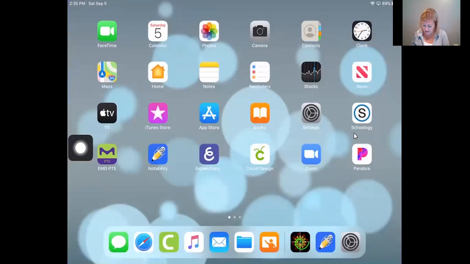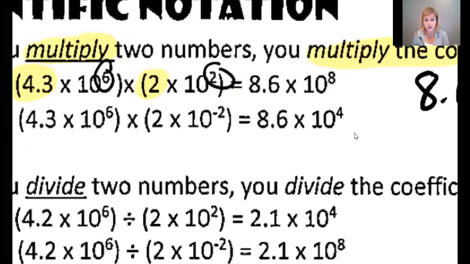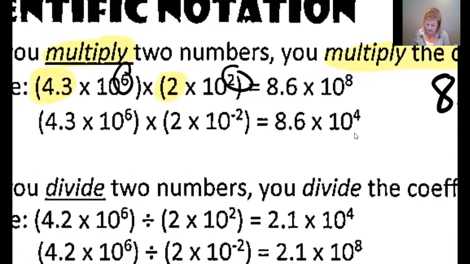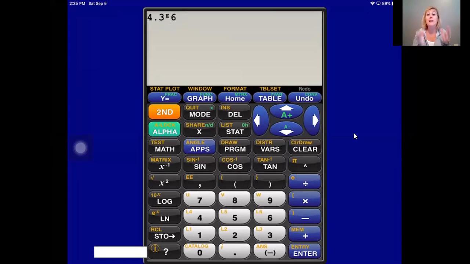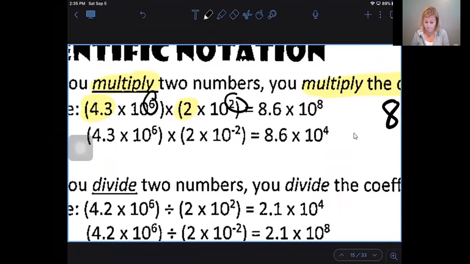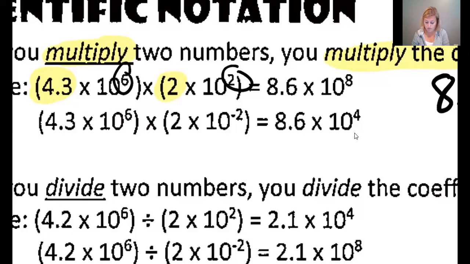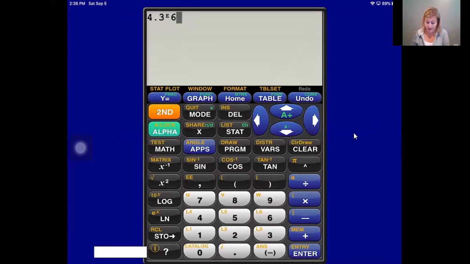And then you need to type in your exponent, and in this case your exponent is the 6. So that E is the whole times 10 part. Then you are now multiplying. You're going to multiply 2 times 10 to the exponent 2. So I'm going to multiply, delete, 2 second E to the second power and hit enter.